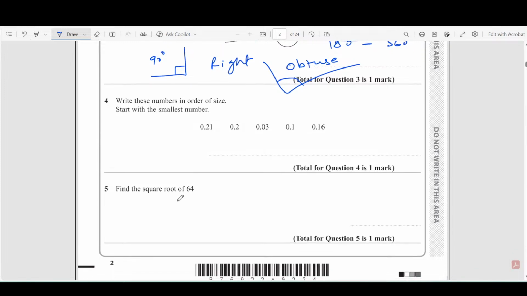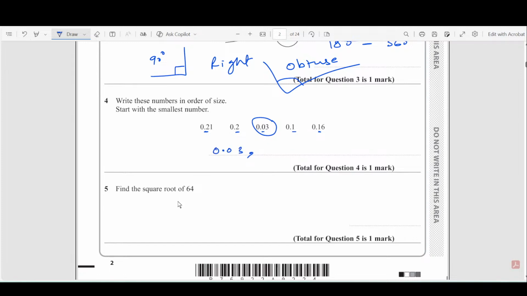Next: write these numbers in order of size, starting with the smallest. If you see here, all of them are decimal numbers. To check which one is smallest, the first digit for all of them is 0, right? So now we need to check the second digit: 2, 2, 0, 1, 1. Out of them, 0 is the smallest, smaller than 1 and 2. So 0.03 is the smallest.